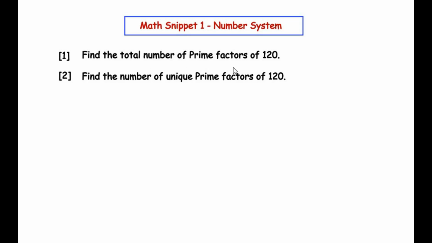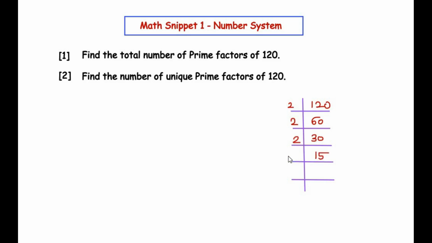Find the total number of prime factors of 120. Here we are going to use the prime factorization method to find the prime factors of 120. Let us start by dividing 120 by 2 because that is the smallest prime number. So 2 is going to divide 120, that is 2 times 60 is 120. Now 60 again goes in the table of 2, that is 2 times 30 is 60. Now 30 again goes in the table of 2, that is 2 times 15 is 30.